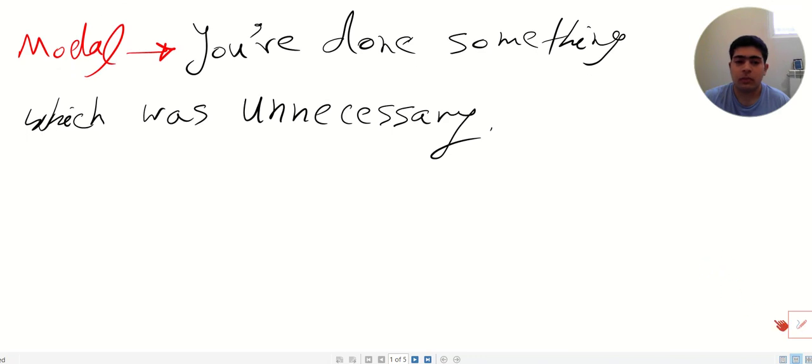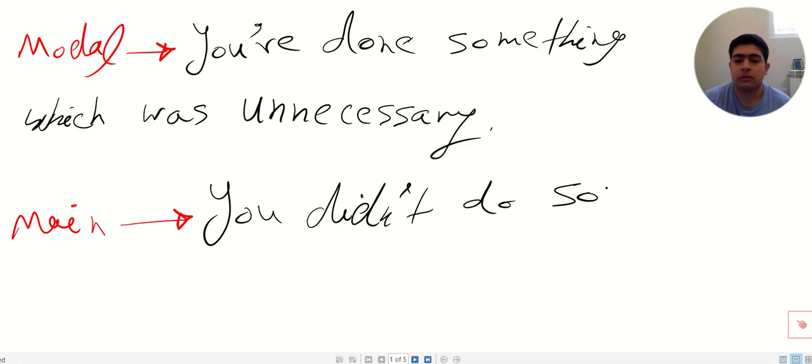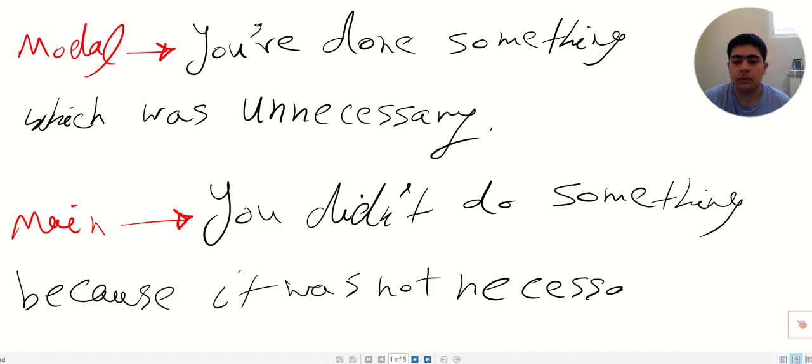But when we use need as a main verb, we say that you didn't do something, or you haven't done something, because it was unnecessary, or it was not necessary. So it means you didn't do that. You didn't stop because you had gas. The reason you didn't stop was you had gas, so you didn't need to stop.